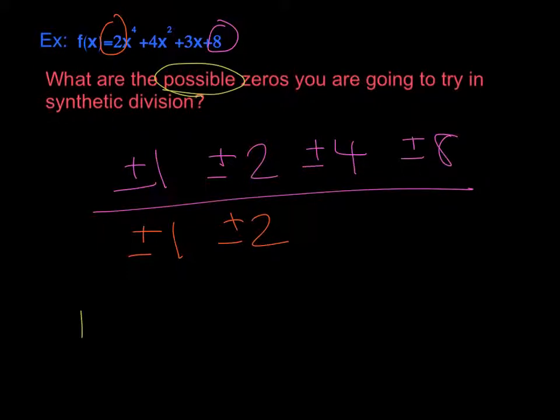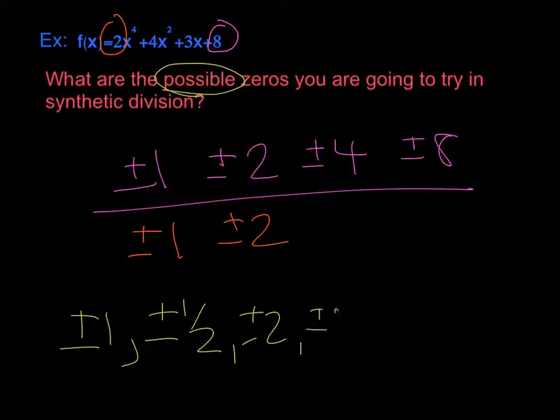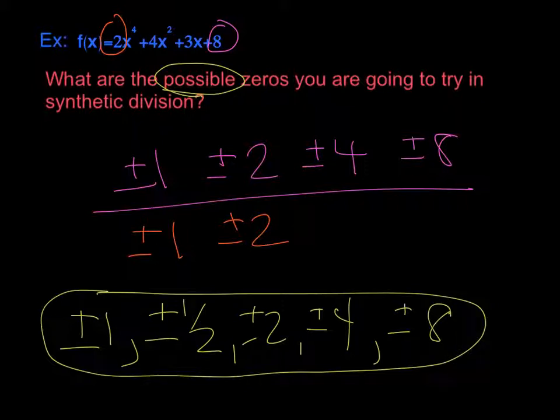So 1 divided by 1 gives me 1. 1 divided by 2 gives me a half. 2 divided by 1 gives me 2. 2 divided by 2 I already have as plus or minus 1. 4 divided by 1 is 4. 4 divided by 2, which I already have. 8 divided by 1, 8 divided by 2. So this is my list of possible rational zeros.